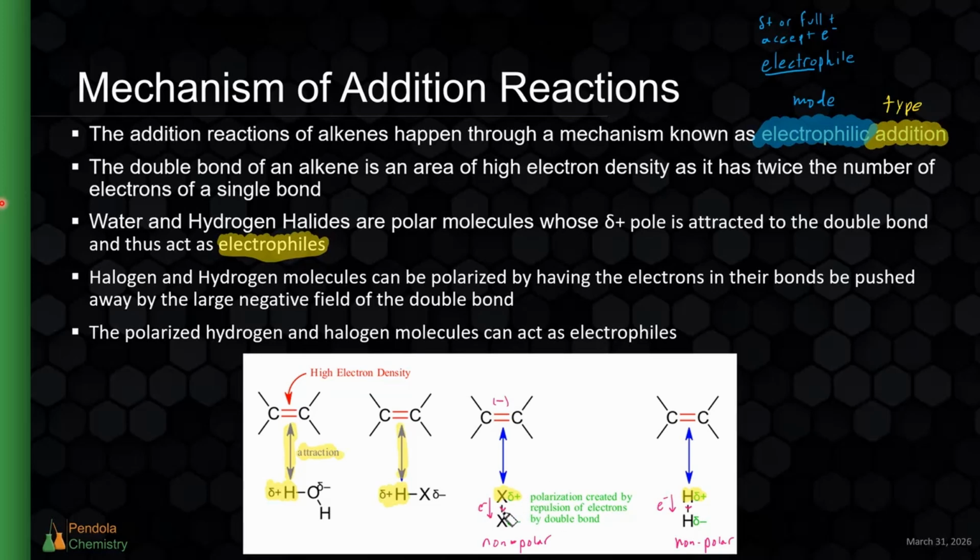That's what creates the electrophile with the halogen and the hydrogen. It is this polarization of the bond created by that negative area of the double bond. So the polarized hydrogens and the polarized halogen also act like an electrophile, being attracted to that negative area on the double bond. So let's talk about what actually happens with this mechanism, this electrophilic addition mechanism. Because this is the reason why it happens, but this is not the mechanism itself. Let's look at the mechanism itself.